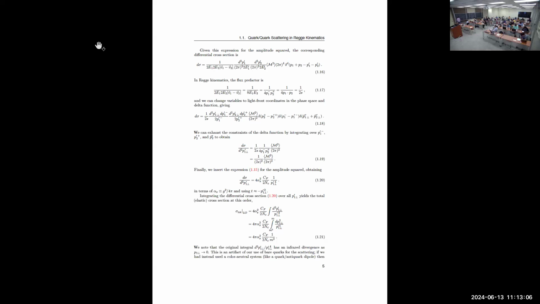This is the first major result that I wanted to get to, the elastic quark-quark scattering cross section. Important features about this are that it is unsuppressed at high energy, right? So this behaves as S to the power 0 as S goes to infinity. The reason it behaves like S to the power 0 is because it's mediated by gluons, vector bosons.